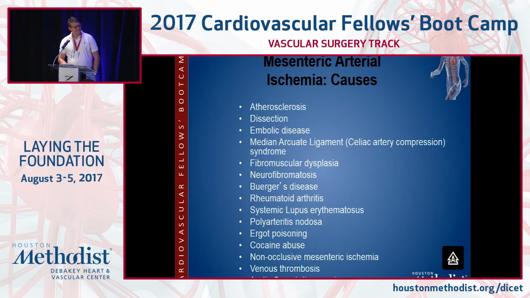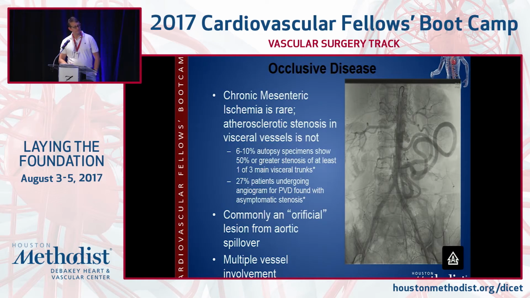If you look at mesenteric ischemia, there are all sorts of etiologies, but by and large, 90 to 95% of it will be atherosclerosis, the top one. But there are a whole host of disorders and pathology that can end up causing mesenteric ischemia. Chronic mesenteric ischemia as a clinical diagnosis is rare, but as you probably have learned, atherosclerosis and stenosis of vessels is not rare at all.